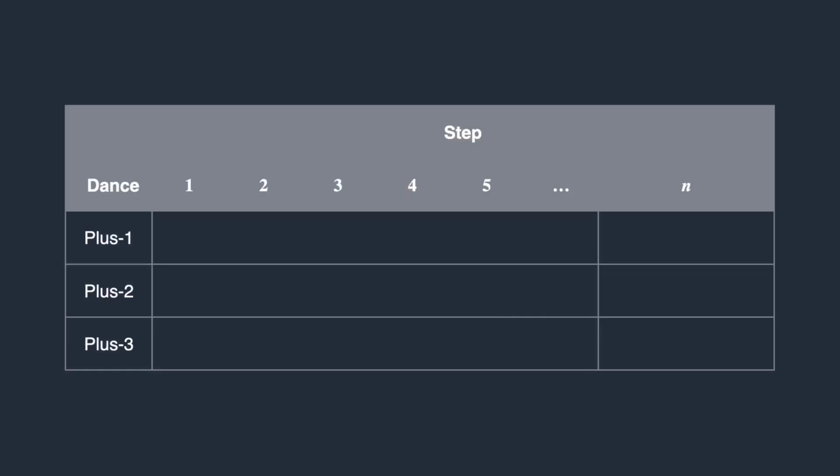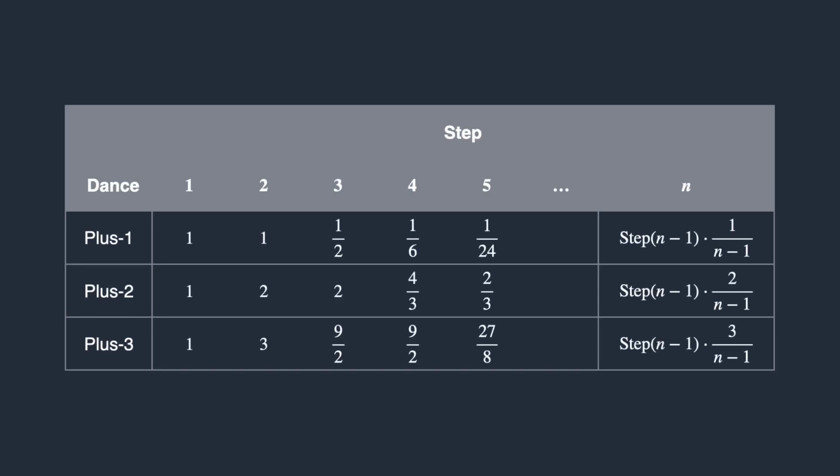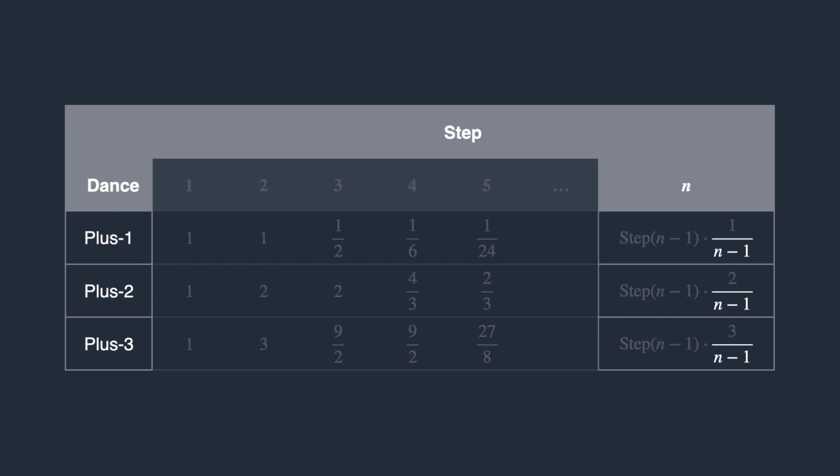We did the dances for +1, +2, and +3, and here are the distances. Now we're like a broken record. We just keep repeating the same pattern. The denominator is simply n minus 1. The numerator corresponds to the number that we plus. It is 1 for +1, 2 for +2, and so on. Then we multiply this quantity by the value from step n minus 1 to obtain the value for step n.